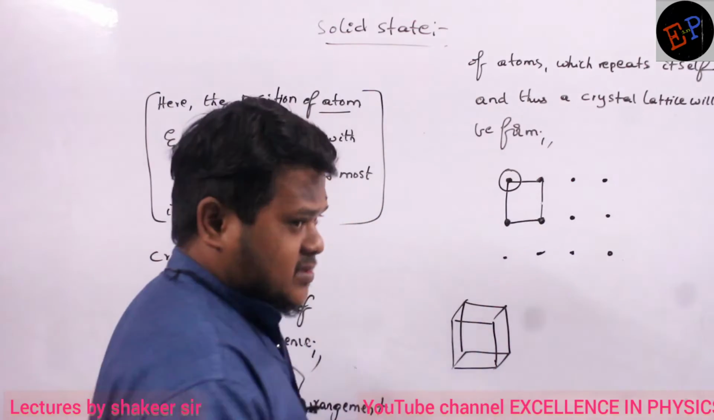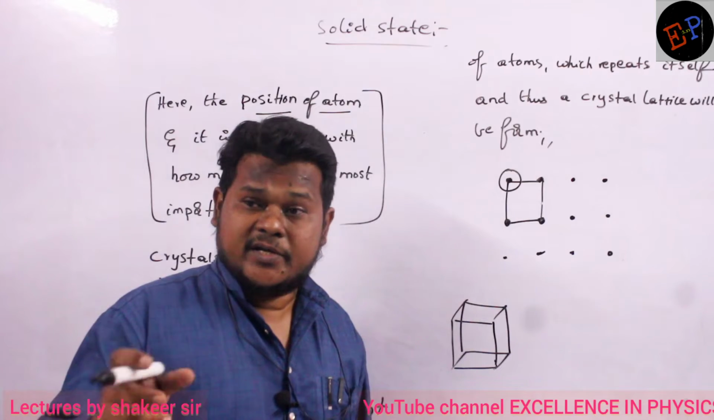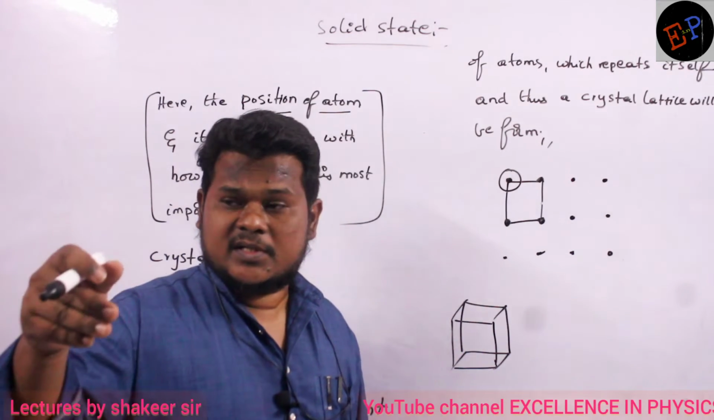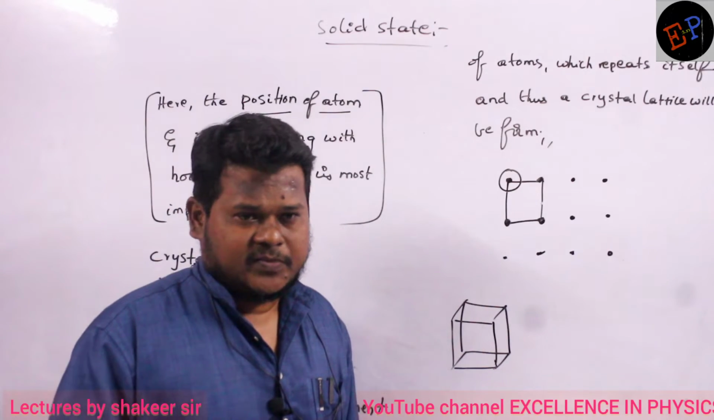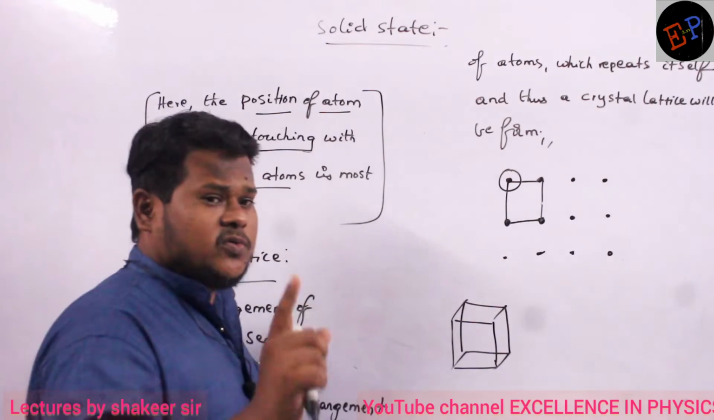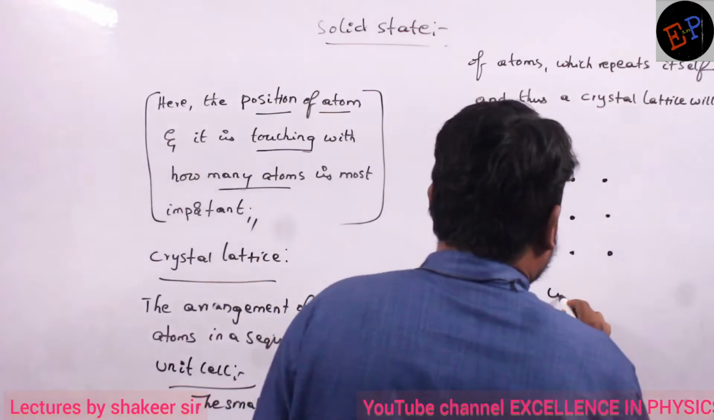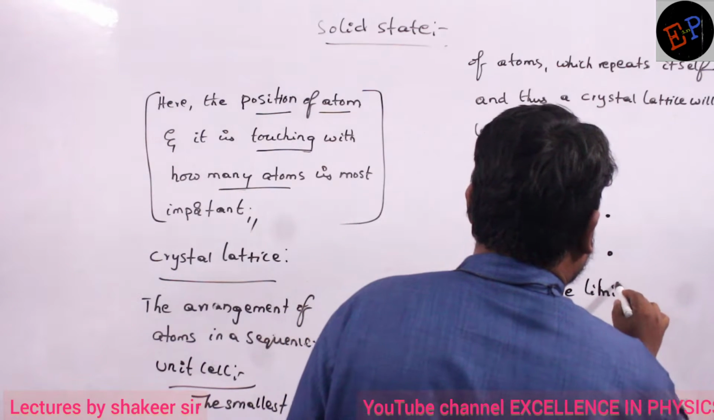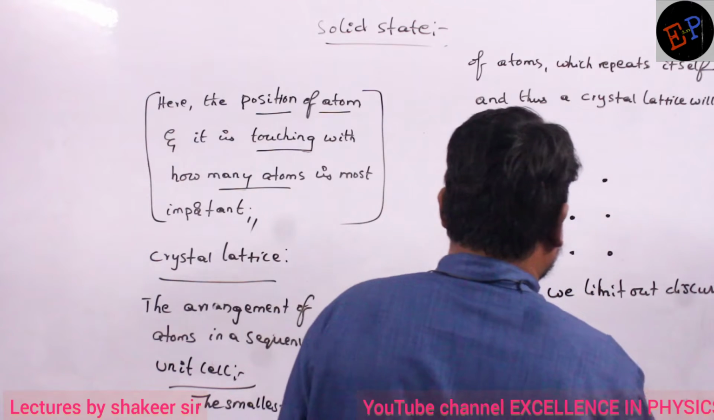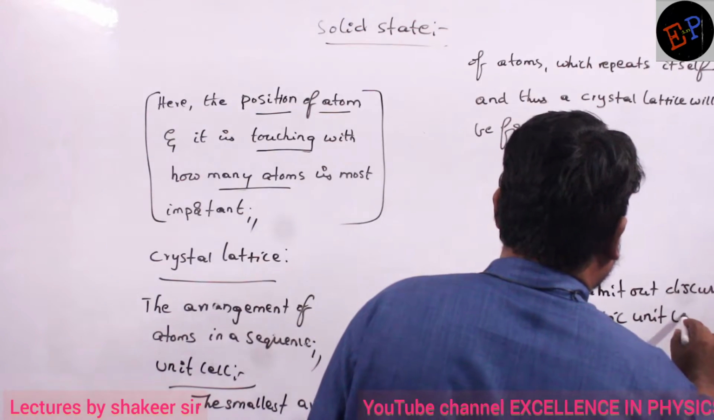So this is the cubic unit cell, where atoms may be present at the corners, atoms may be present at the edges, atoms may be present on the faces, atoms may be present at the center of this cubic cell also. Are you able to understand? So we are limiting our discussion only up to cubic unit cell.